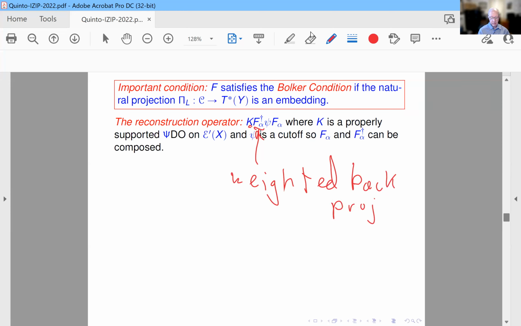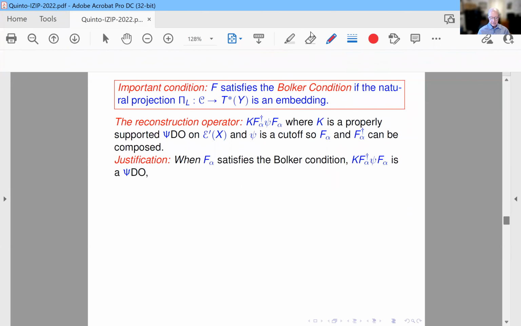Psi is a cutoff. So F alpha and F alpha dagger can be composed. Now, the reason to consider this sort of operator, we actually said it before for constant velocity, is that when F alpha satisfies the Volcker condition, then this is a pseudo-differential operator. So it has many properties of differential operators.